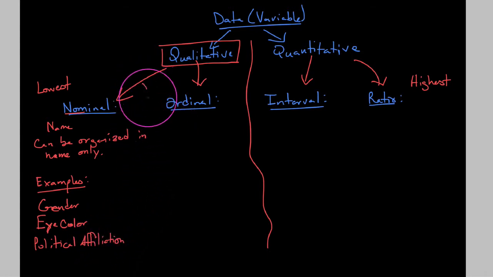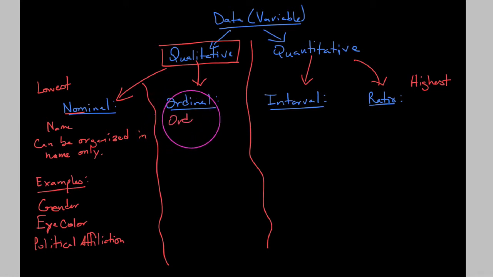Okay. When we talk about the next higher level of measurement, we hear ordinal. What I want you to think of is order. And we're going to write this, can be ordered. So the difference between nominal and ordinal is this. They're both qualitative data. It's just that ordinal data has a natural order to it. Whereas gender, you couldn't put that in a natural order, or eye color, or political affiliation.